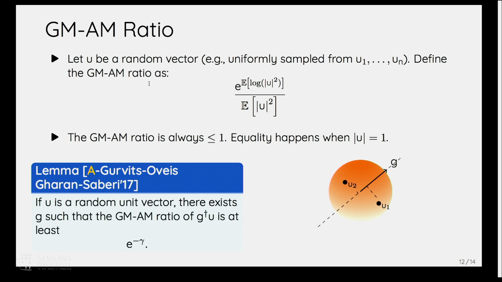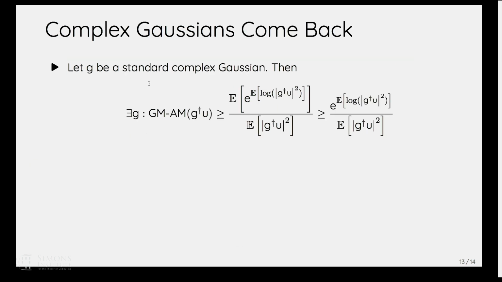What you do is you pick g to be a random complex Gaussian. If you pick your random complex Gaussian, then there must be some g such that the GM-AM ratio is bigger than the expectation of the numerator divided by the expectation of the denominator, because these are positive numbers. And then you can use Jensen's inequality to take the expectation to the exponent. Now we have an expression in terms of the norms of the projections of our random vector u onto our random direction g.